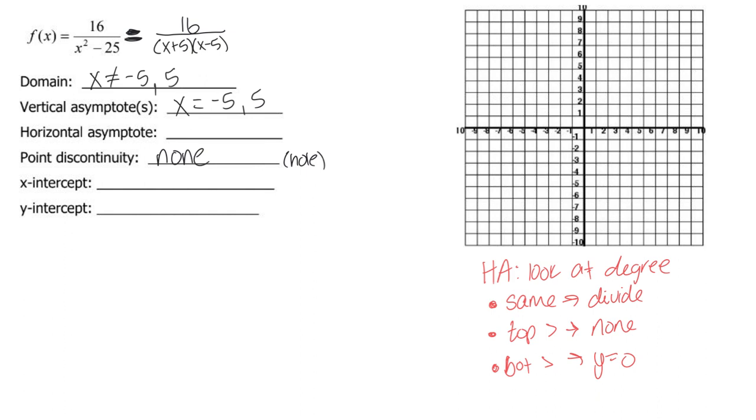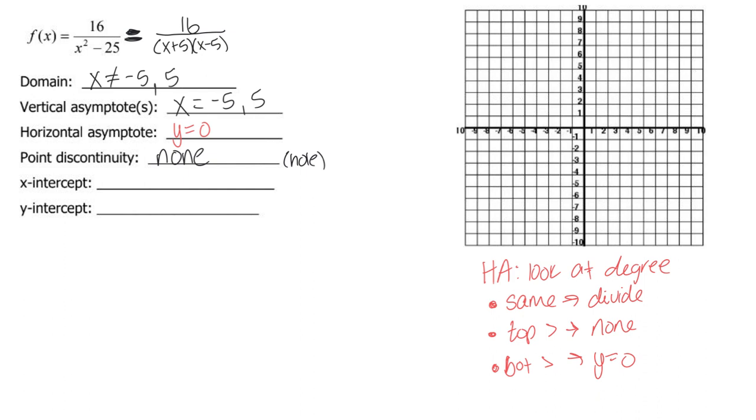But we have 16 over x squared minus 25. So the degree of the top is 0 because there's no variables in the numerator. The degree of the bottom is 2 because the highest exponent is x squared. So the horizontal asymptote here is going to be y equals 0 because the bottom of the fraction has a higher degree than the top.